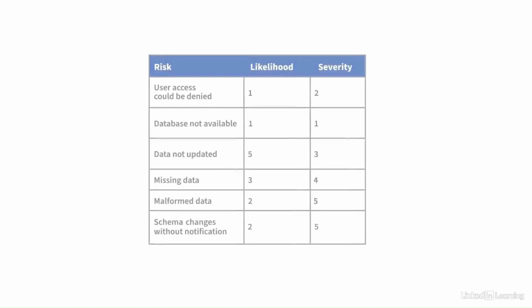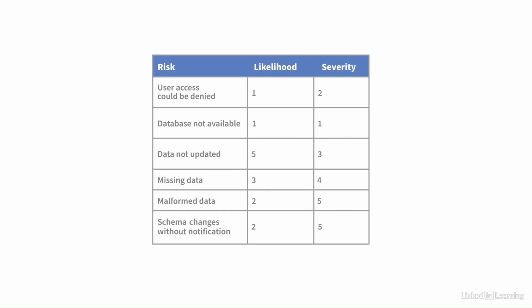How would you do this? How do you analyze the potential impact? The old school way, which a lot of people use, is to get out a spreadsheet and make 3 columns: a risk column, a likelihood column, and a severity column. On the risks side, you add all your risks: user denied, database not available, data not updated, missing data, wrong data, schema changes. And then you go through and think, okay, first of all, what's the likelihood of this?